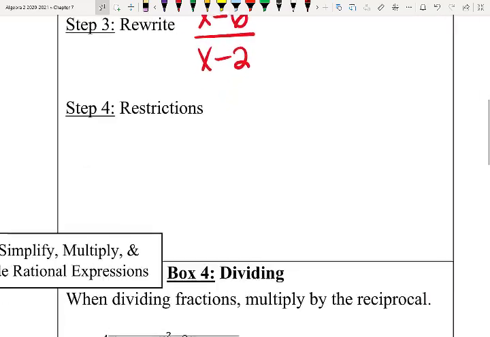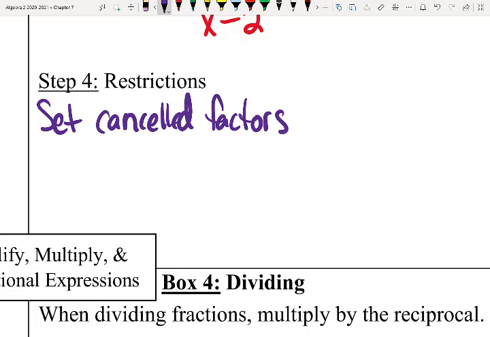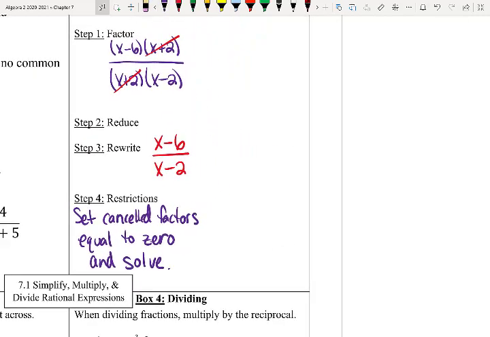So to figure out what our restrictions are, we're going to set any of our canceled factors equal to 0 and then solve. That'll tell me any values that, if I had originally plugged them into my beginning problem, would have given me a 0 in the denominator, and was not something that could have been an option for an x value when I started my problem. Because we're trying to simplify here, but we're trying to maintain everything still being true.